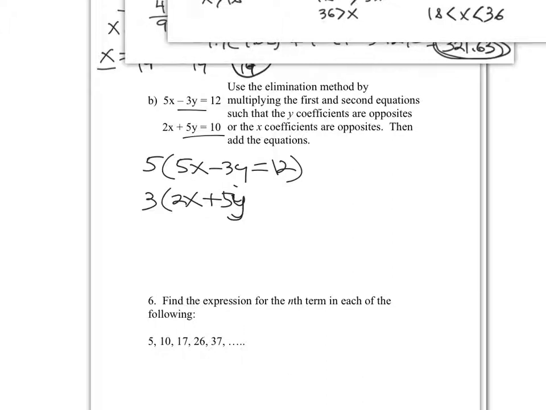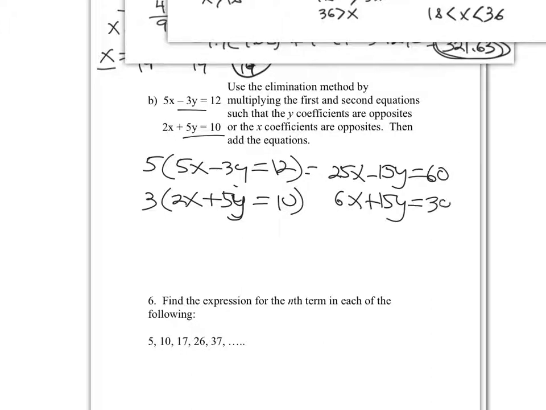is equal to 10. So what we end up with here, up top, we end up with 25x minus 15y is equal to 60. The second equation, we end up with 6x plus 15y is equal to 30. So when we now add this equation and this equation, we're going to end up with 31x is equal to, these y's cancel out, and that's exactly what we wanted.